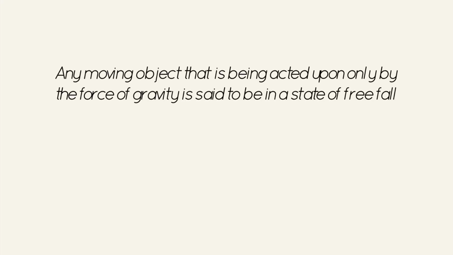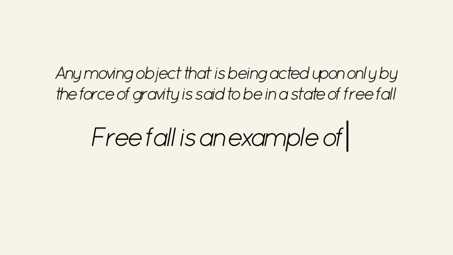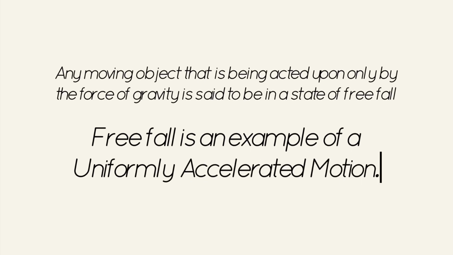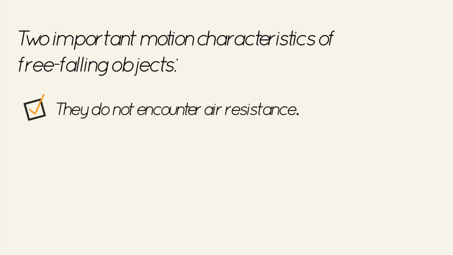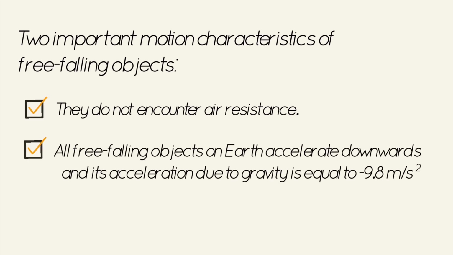Any moving object that is being acted upon only by the force of gravity is said to be in a state of free fall. Free fall is an example of a uniformly accelerated motion. There are two important motion characteristics of free-falling objects. First, they do not encounter air resistance, and all free-falling objects on Earth accelerate downwards, and its acceleration due to gravity is equal to negative 9.8 meters per second squared.